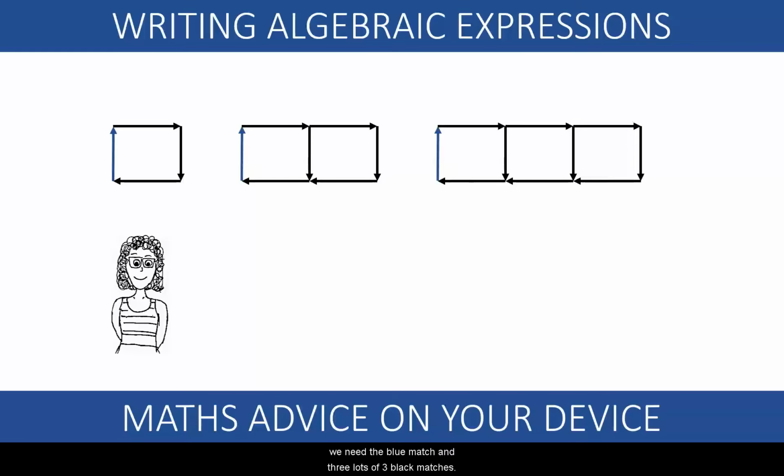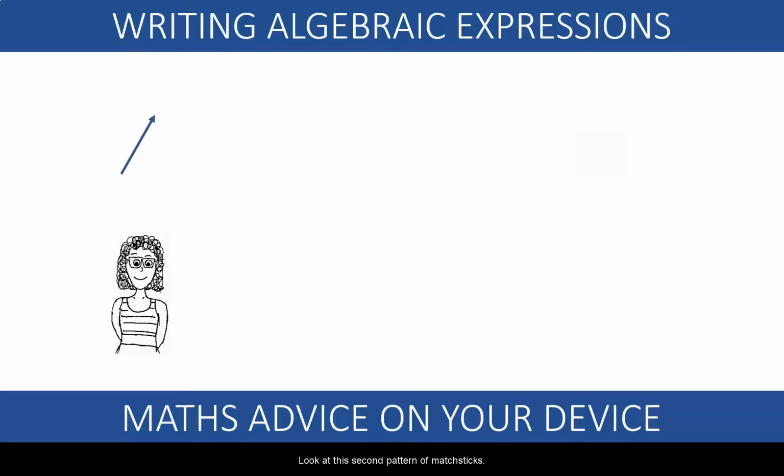Can you see the pattern? To make S squares, we need 1 blue and S lots of 3 black matches. S lots of 3 is written 3 times S using letters.